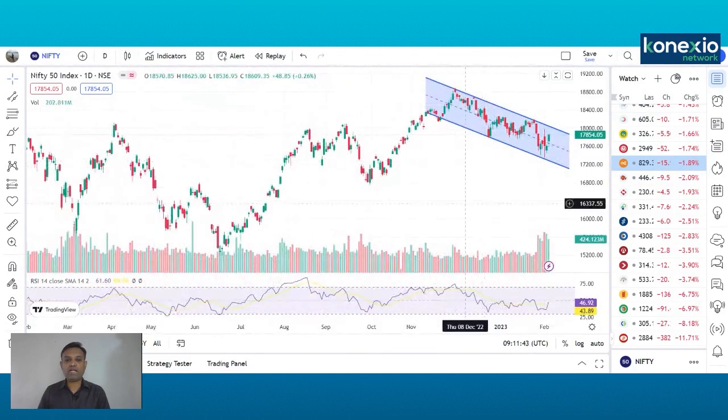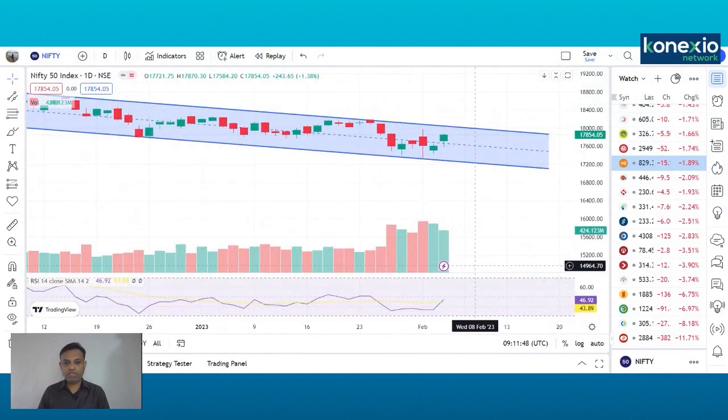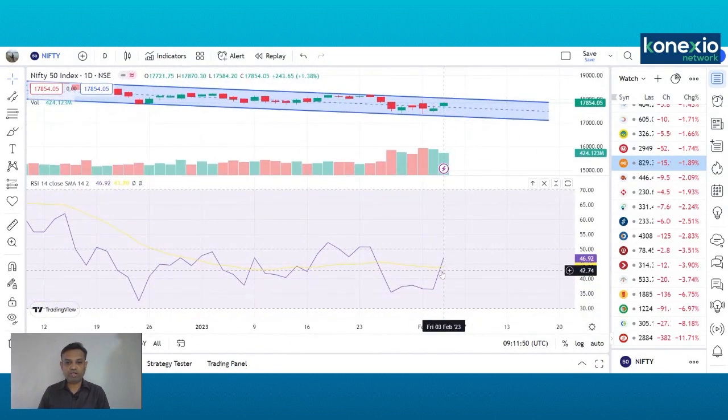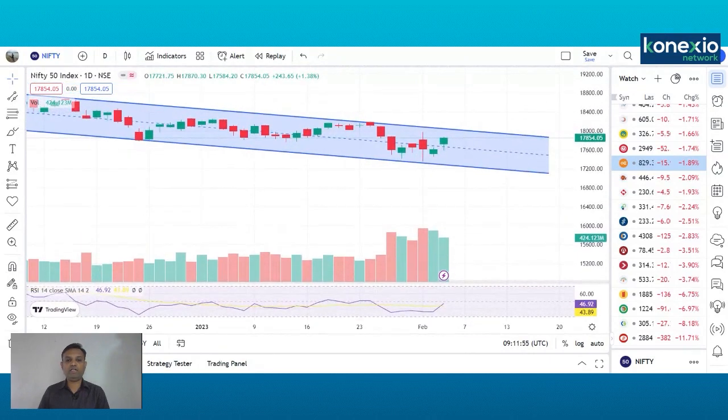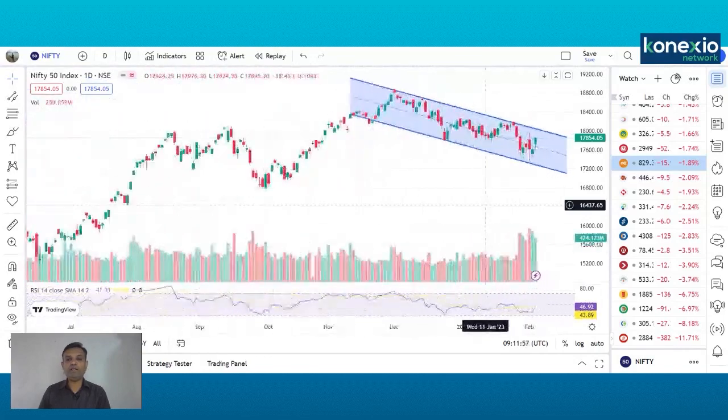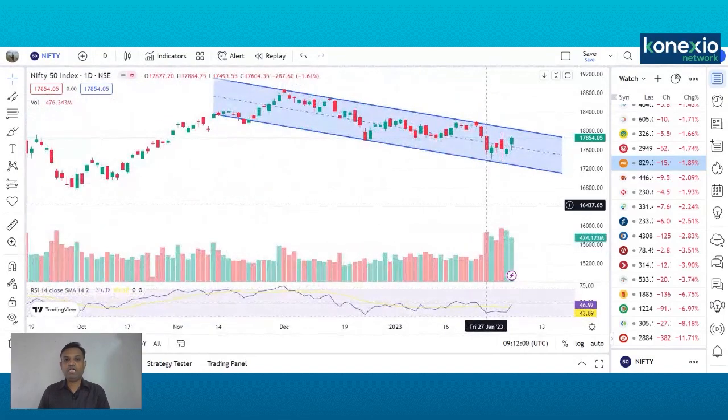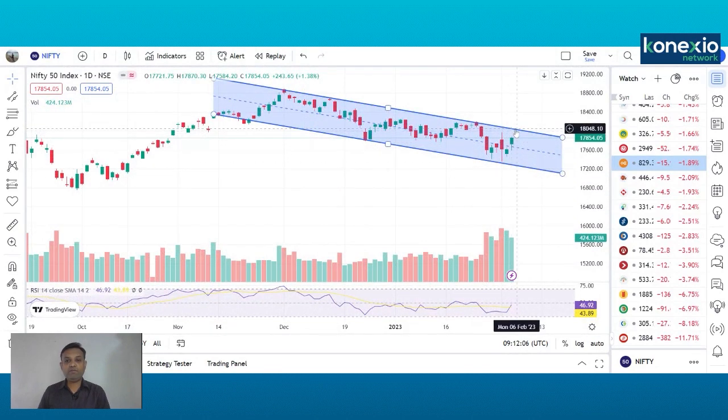On the RSI, which is the momentum indicator, you can clearly see a positive cut from the midway of its band. So definitely the momentum is still positive in the markets. Looking at this pattern, we feel any correction should be used as a buying opportunity, and sooner or later we will see Nifty breaking out from this falling channel. Nifty is on the verge of a breakout from these levels, and any corrections from here should be used as a buying opportunity.